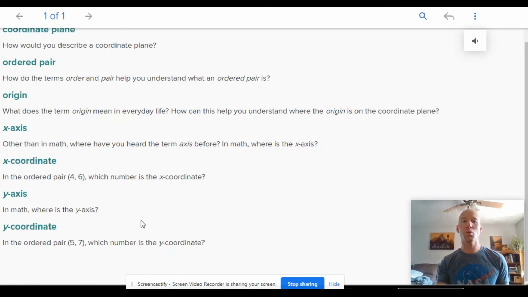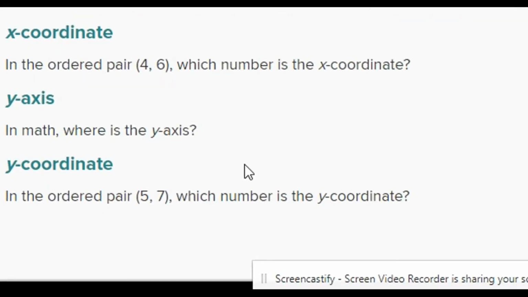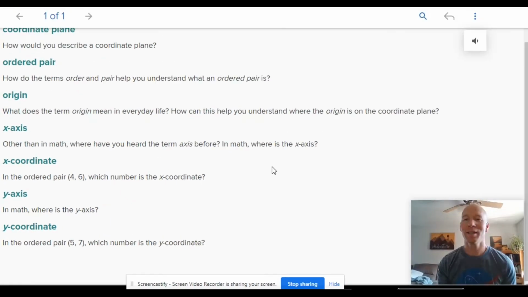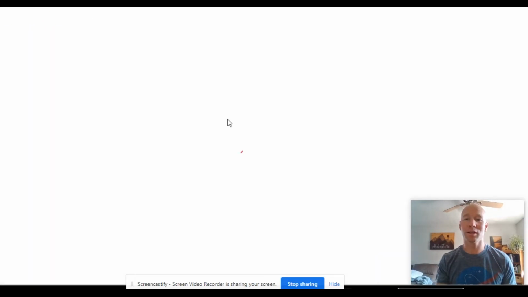All right, y-axis. In math, where's the y-axis? Yeah, remember, that's that vertical line. The line that is straight up and down is your y-axis. And then y-coordinate. In the ordered pair 5, 7, which number is the y-coordinate? Yeah, it's a 7, because the 7 is the second number, is always in that order. The order is y, is the second number.